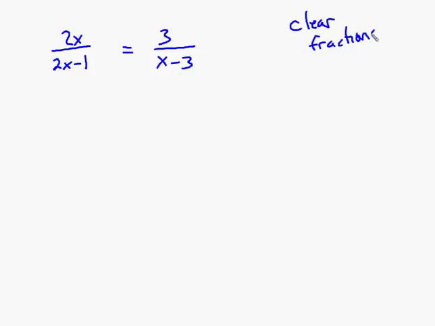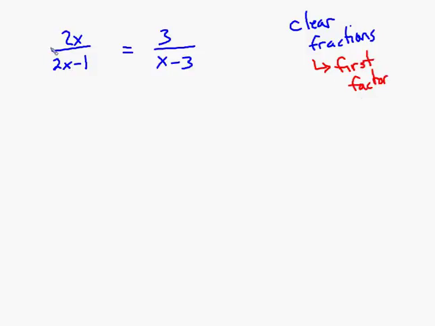Okay. So, let's say that I have 2x over 2x minus 1 equals 3 over x minus 3. What I'm going to do is just like we would instinctively do, we're going to clear the fractions. At this point, that should be an instinct that you have when you're solving. If you have fractions, to clear them. When I do that, I'm going to want to first factor if possible.